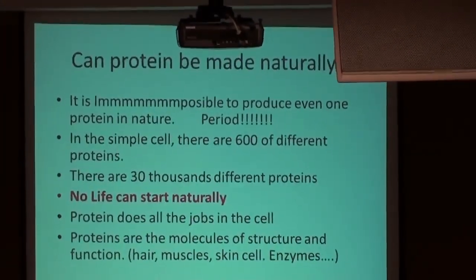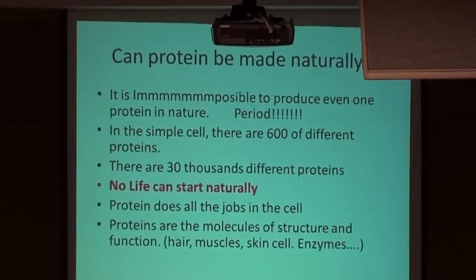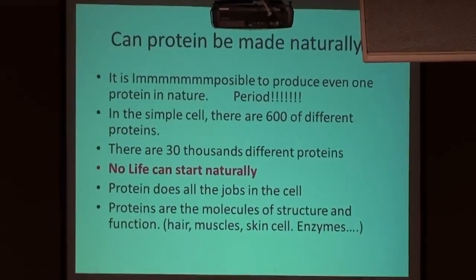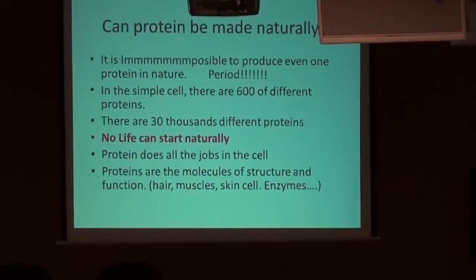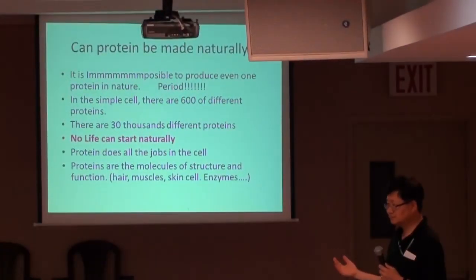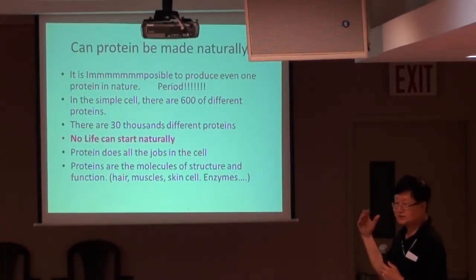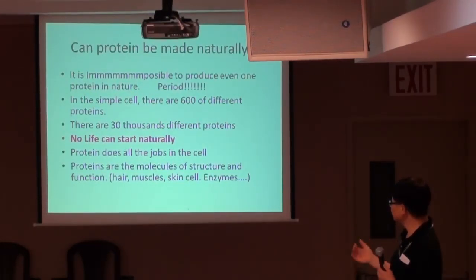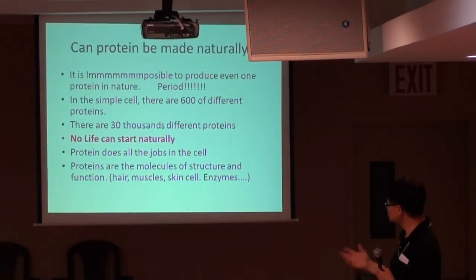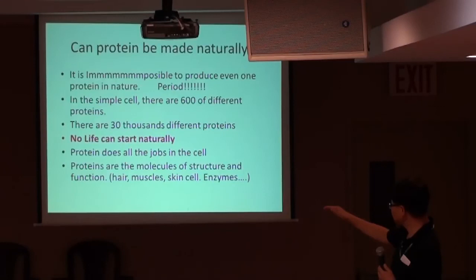In a simple cell, an amoeba-like cell, there are 600 different proteins. How about our bodies? We have 30,000 different proteins in our bodies. How were all these things made naturally? Do you believe this? Wow, great faith. Scientifically, I cannot trust this. So no life can start naturally. That's the conclusion. Protein does all the jobs of the cell, like our hair, muscle, skin, and enzymes. This is all made out of proteins.